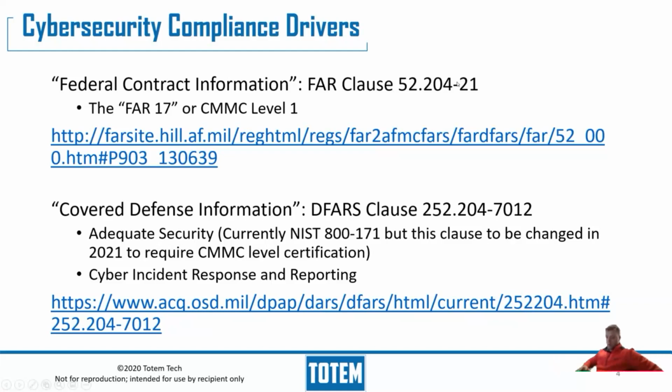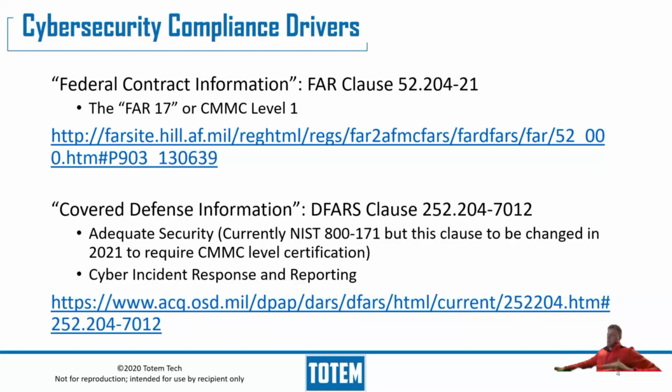So let's talk about these cybersecurity compliance drivers. First, everybody who has a federal contract with the government is going to handle federal contract information, or FCI. This is in the FAR clause 52.204-21. The FAR 17 are the different controls that make up basic cybersecurity requirements. And this is going to cover CMMC Level 1.